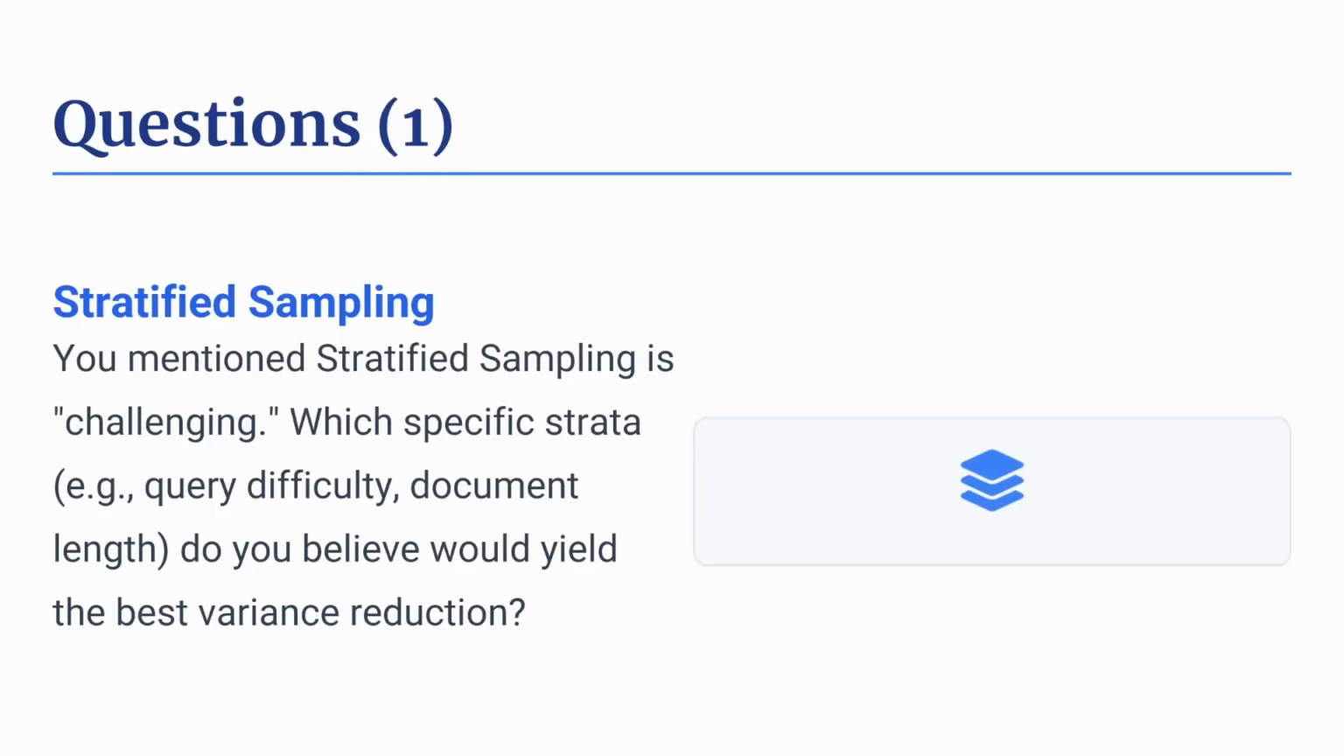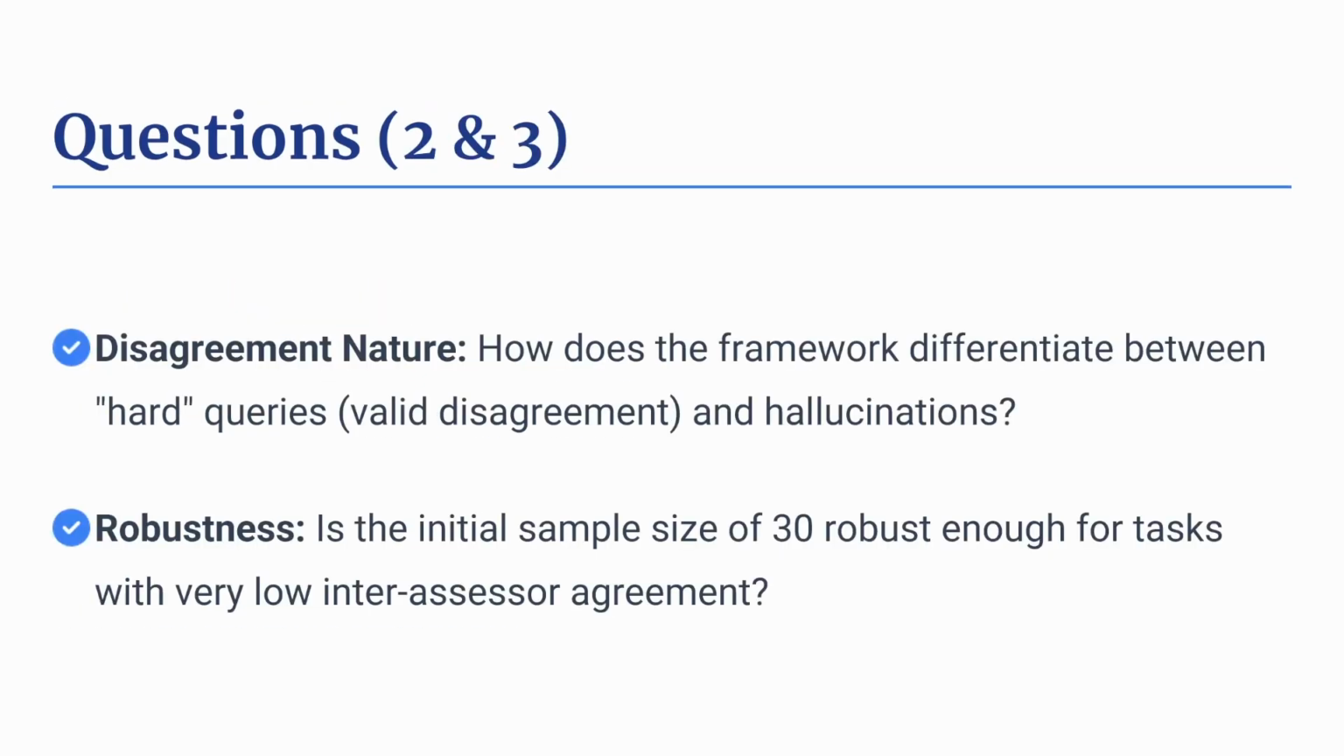Okay, finally, for this paper, we propose the following three questions. The first is, the paper mentioned that stratified sampling is challenging. Based on experiments, which stratification criteria will be most effective in reducing variance? And the second question, how does the framework differentiate between valid disagreement and LLM hallucination if human evaluators themselves disagree on a query? Is the framework's evaluation still accurate?